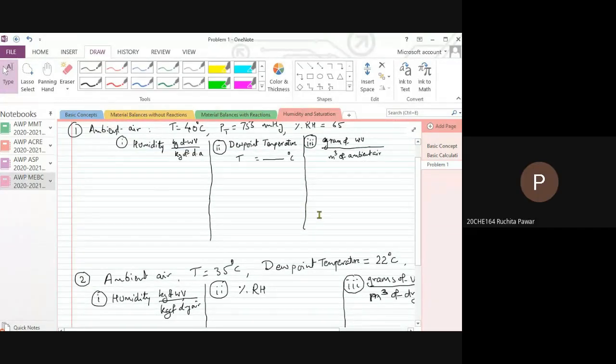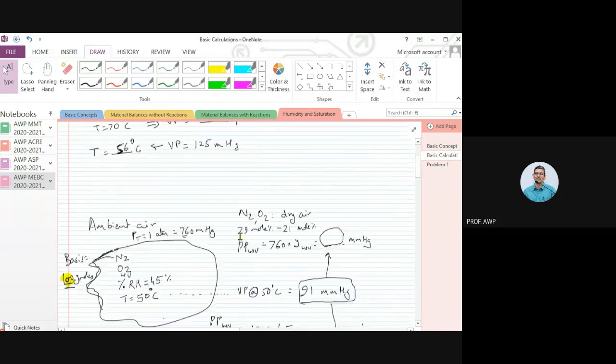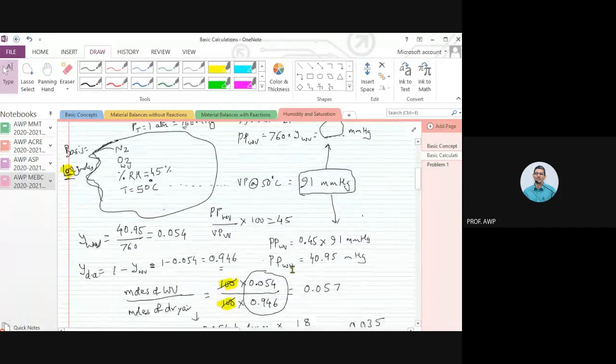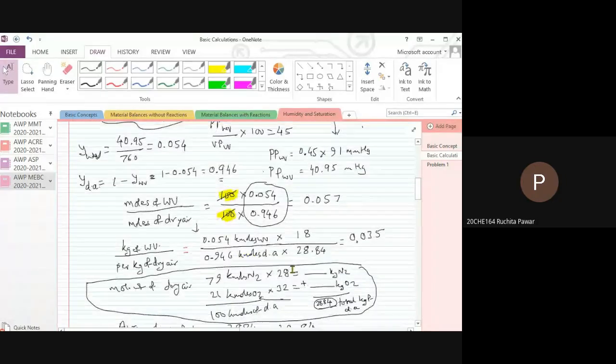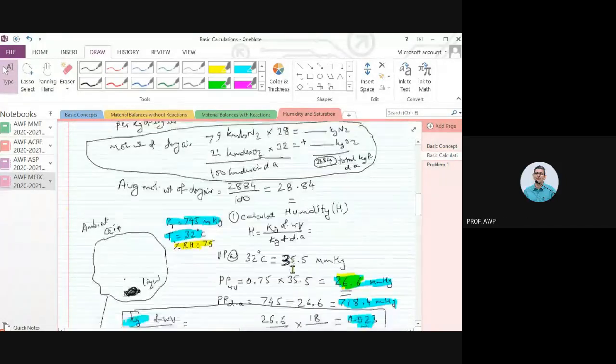So for the dew point, we have to calculate the vapor pressure, right? Now you calculate. We have done this problem in the morning, we found the dew point. Now you are going to tell us how to solve.